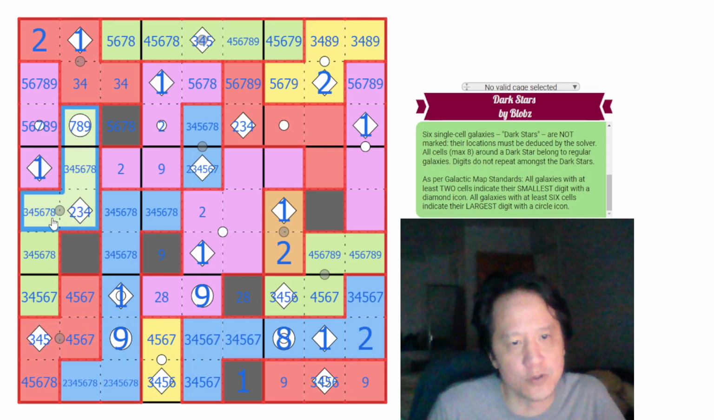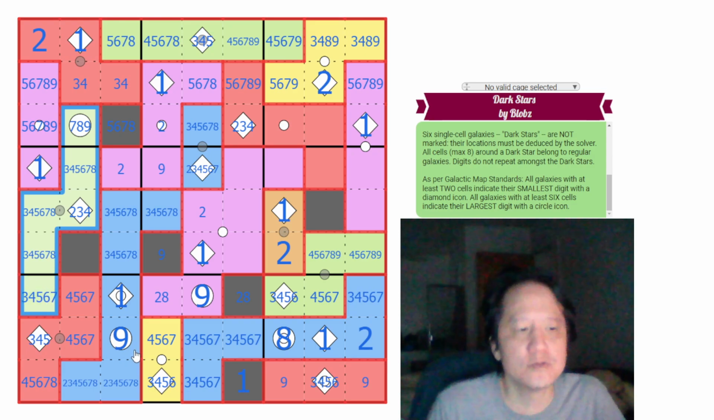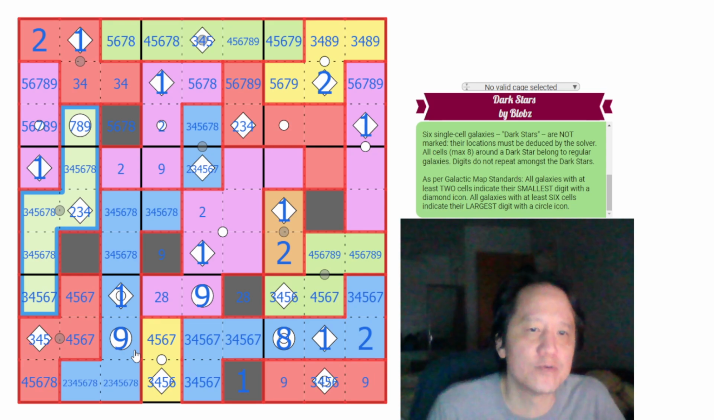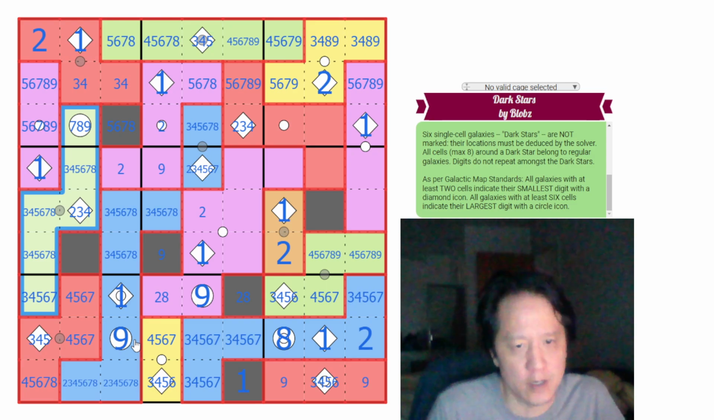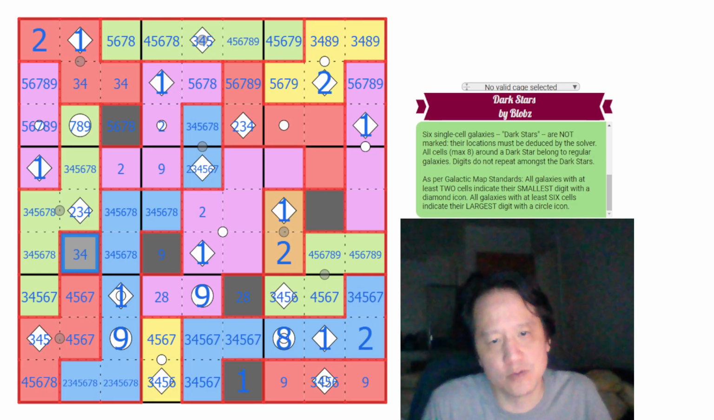This is also a Renban. So it's either 2 through 7, 3 through 8, or 4 through 9. So 4 through 7 is there. This cannot be 1. It cannot be 2. So this is 3, 4, 5, 6, 7, 8, 9.